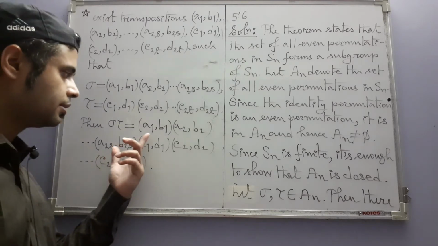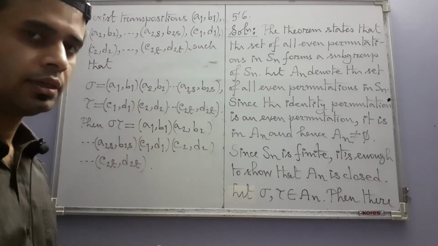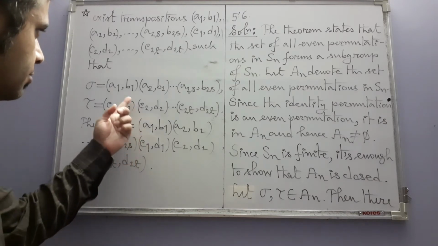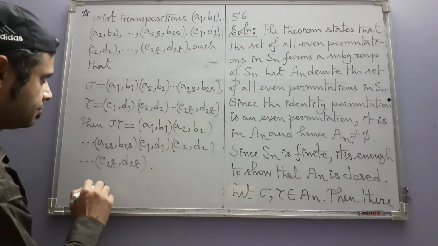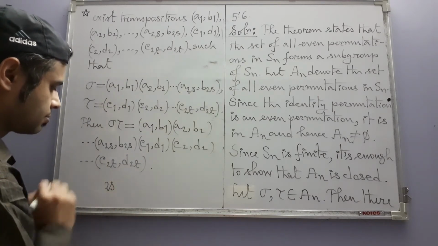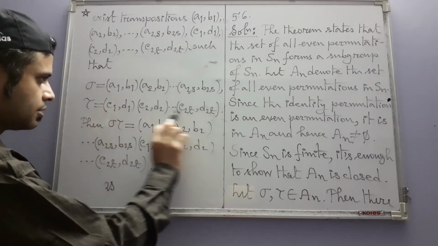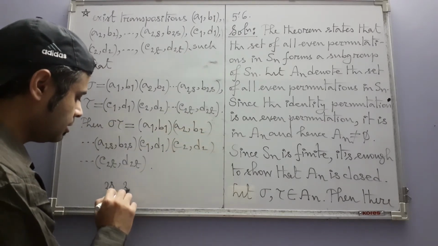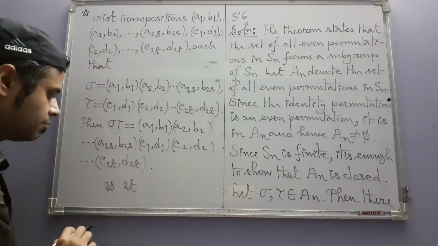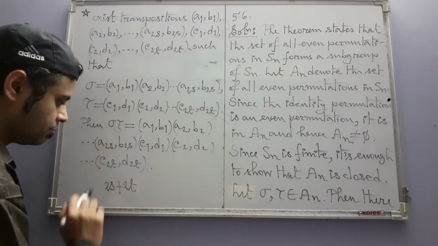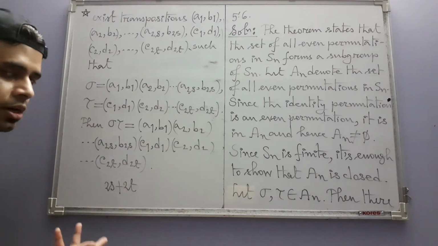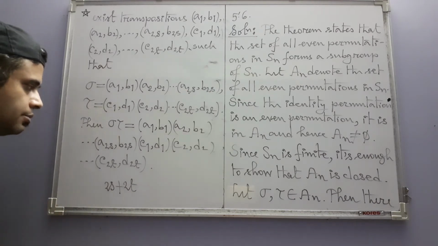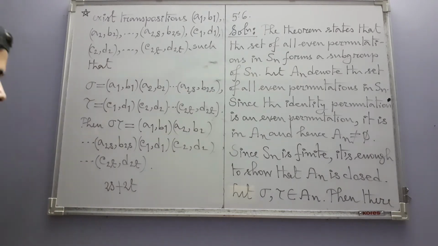So you can see that in this representation also there are an even number of transpositions. Already we had how many transpositions here? 2s, and here for tau we have 2t transpositions. In sigma tau, in this representation we have 2s plus 2t transpositions, which is also an even number because the sum of two even numbers is even. So that is why sigma composition tau is again an even permutation.